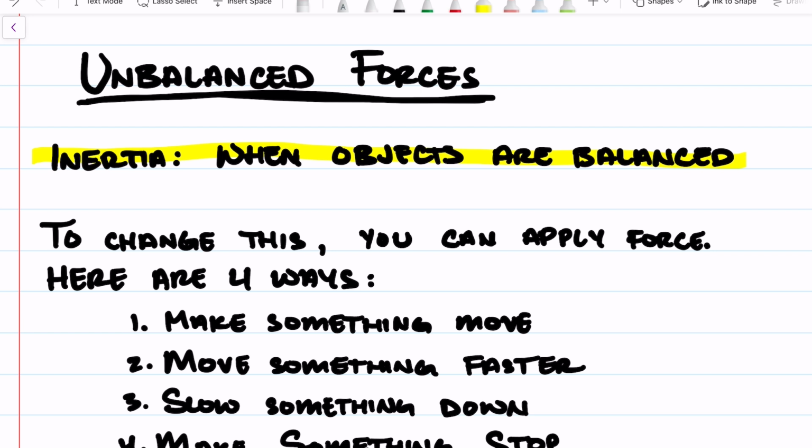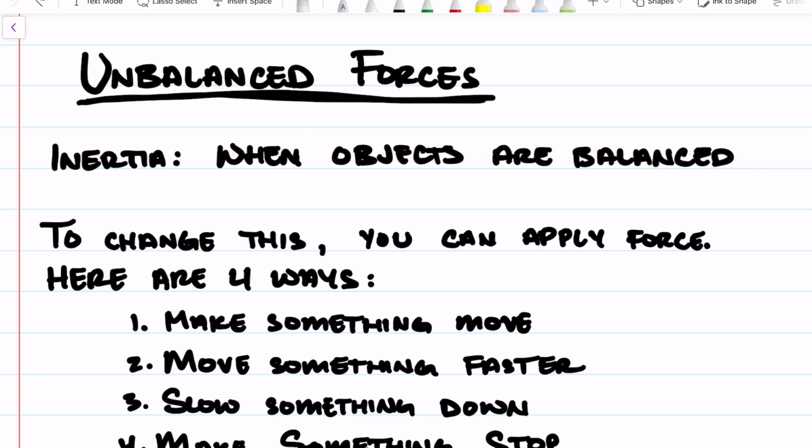Now, keep in mind, we mentioned that when objects are balanced, there are a couple of ways that they're balanced. The first one is if they're not moving at all. It doesn't mean there's no force acting on them. So, for example, anything on your desk that's not moving right now is an example of a balanced force. Whereas another example is if an object is moving at a constant speed. So if a car is moving and it's not going faster or slower, we do call that balanced as well.